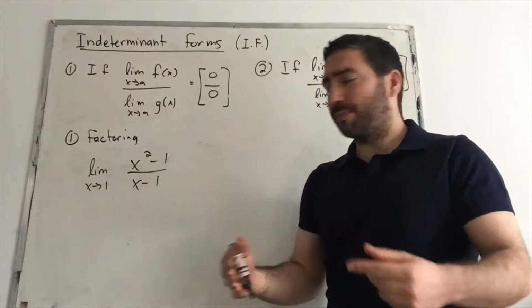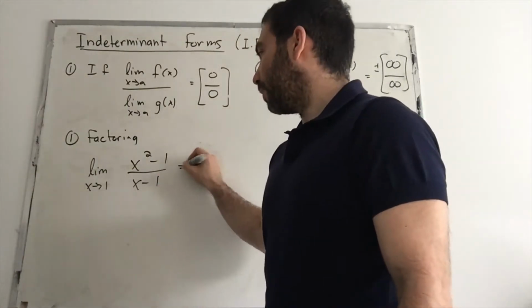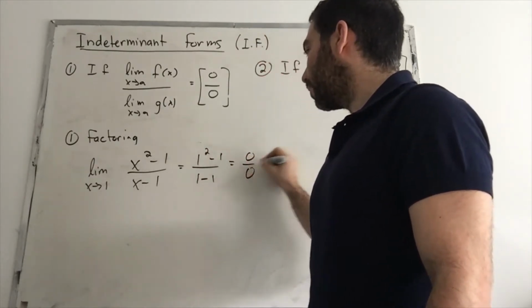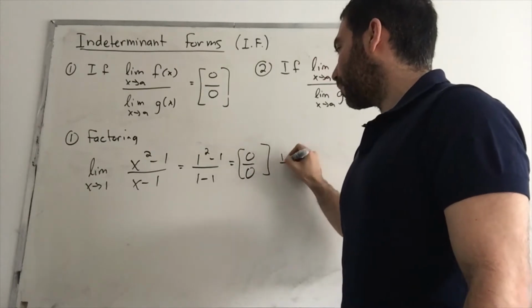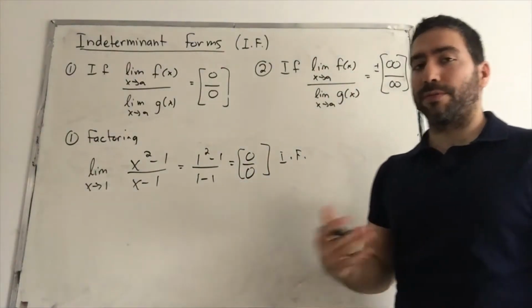So we should always begin limits by using the direct substitution property. We substituted it, we got 1 squared minus 1 over 1 minus 1, which gave us 0 over 0. So we see it's an indeterminate form. Okay, fine. We have to use a different method.